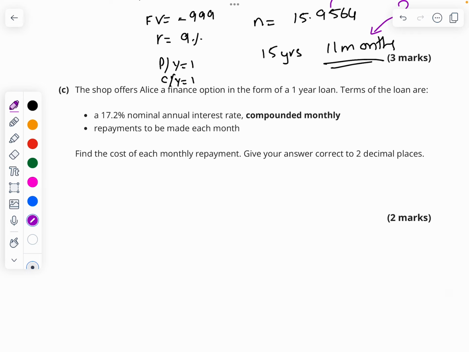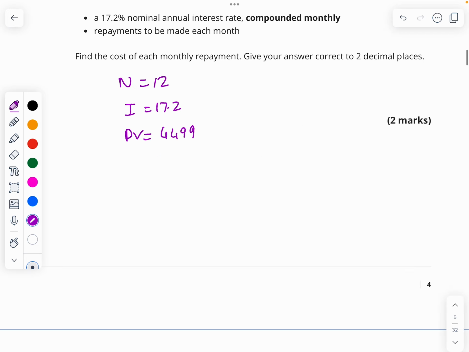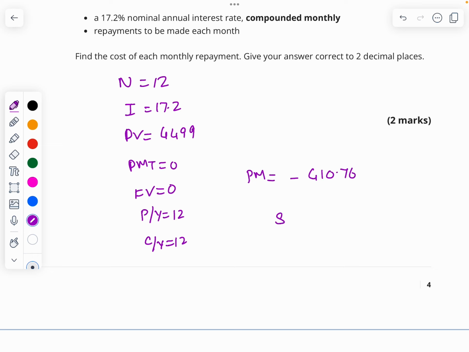So what is the thing? We are using the GDC, calculate N value as 12. Interest percent is going to be nothing but how much? 17.2. Then principal value is 4499. PMT keep it as 0. Then future value also keep it as 0. P/Y as 12. C/Y as 12. Then calculate PMT. You should be getting minus 410.76. So which is 410.76.